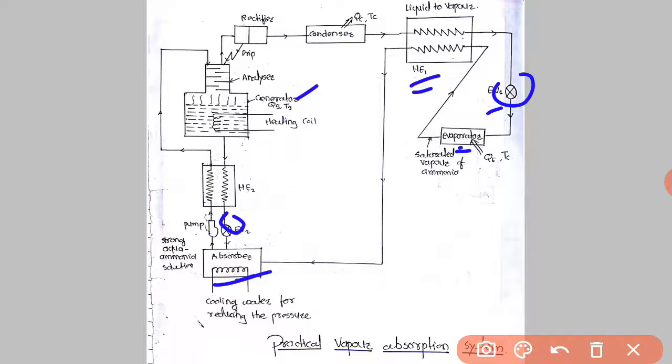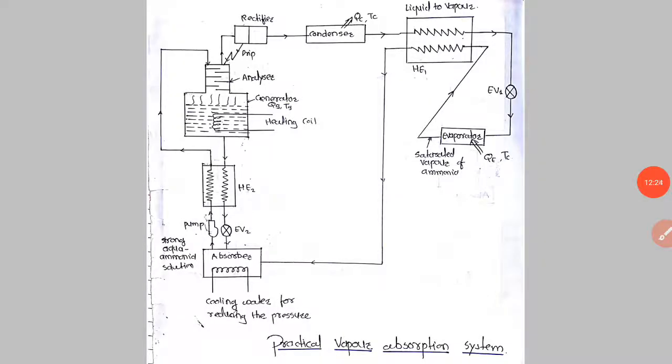So the second heat exchanger provides cooling of the weak solution which is coming out of the generator and heating of the strong solution which is pumped from the absorber to the generator. So this is an efficient system as it saves the amount of energy required for cooling in the absorber and the amount of heat required in the generator.